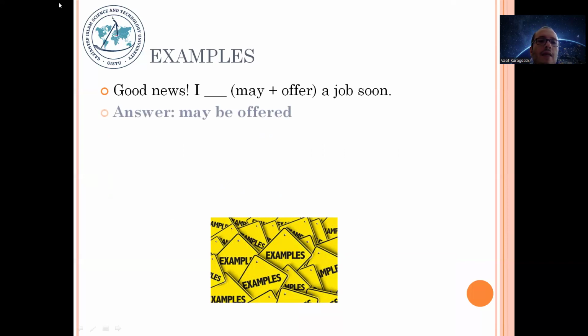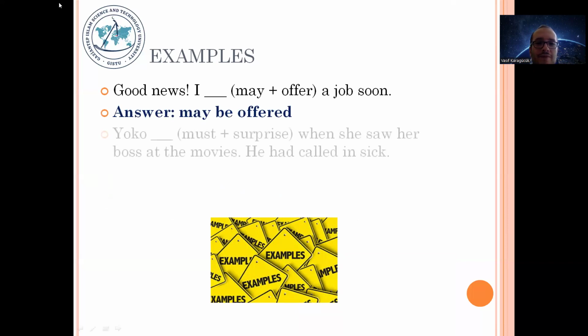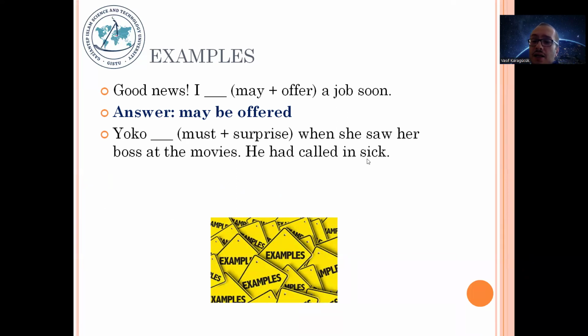More examples. Good news. I jump soon. Again, something in the present. So may plus be plus past participle. Good news. I may be offered a job soon. Yoko, when she saw her boss at the movies, he had called sick. Something in the past. So I have to use Yoko must have been surprised when she saw her boss at the movies. He had called in sick.